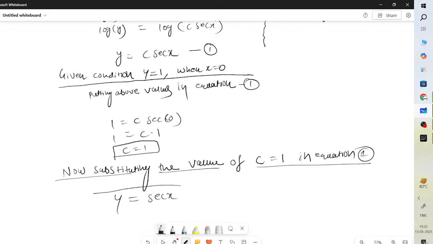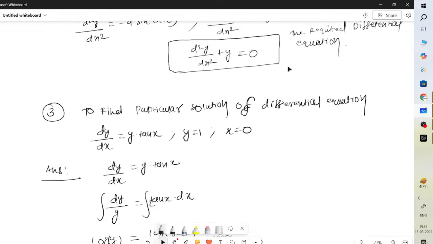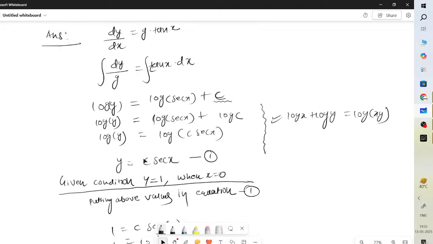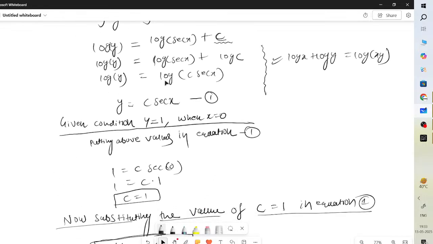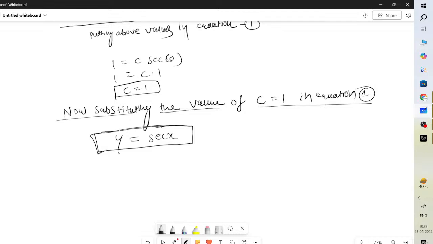So what we learned from this question is, whenever we are given any value like y equals 1, x equals 0 in our question, after solving or getting the solution, we always eliminate this constant c, or any constant that you assume in the question, with the help of these values. Our final solution will always look like this, without the constant. Okay, so now we are moving to the next question.